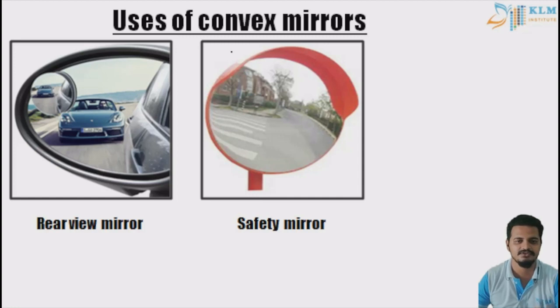Let's see some uses of the convex mirrors. It is used in the rear view mirror or the safety mirror, which can be considered as corner mirrors also, because when you are turning in a corner, they put this safety mirror so you can see the car or any vehicle coming from the other side. Here there is also use of a blind spot mirror. This small mirror is called a blind spot mirror. It captures a large area of objects behind you.